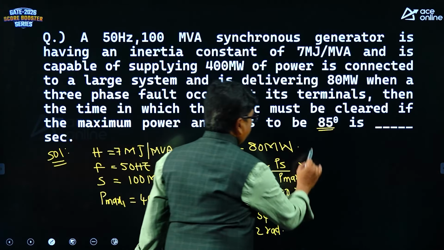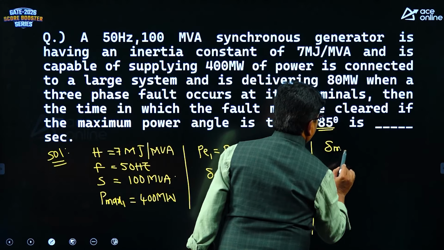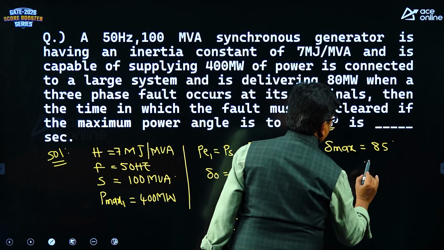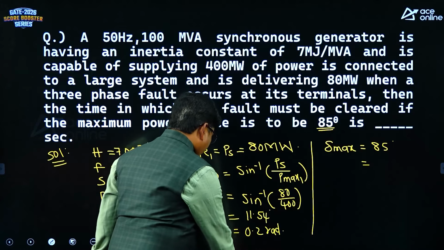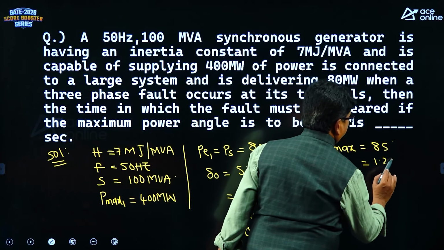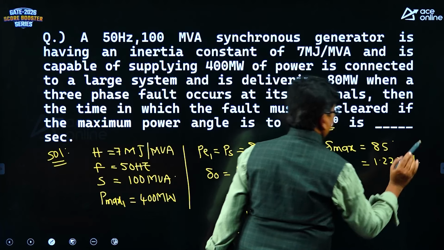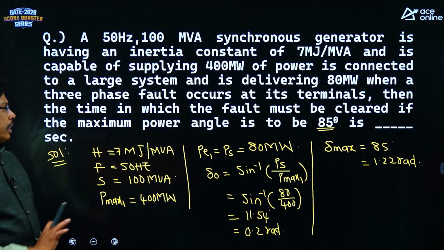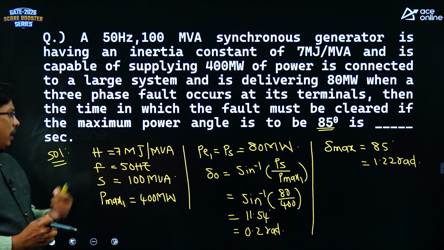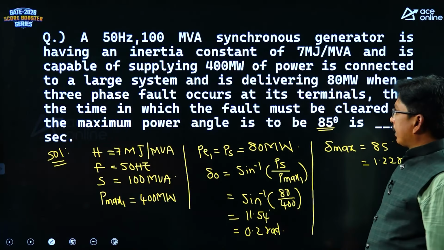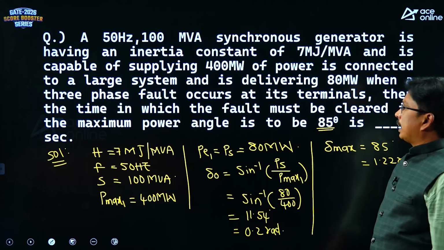And delta max is given. What is the value of delta max? 85 degrees. And what is the radian value? The radian value of this one, you will get as 1.22 radians. Right, 85 degrees and 1.22 radians. That is the value of delta max. Once you have this, they are asking for the critical clearing time, the time in which the fault must be cleared.